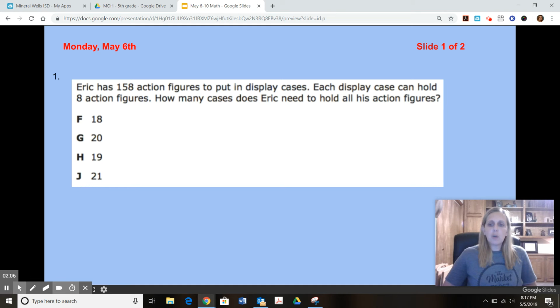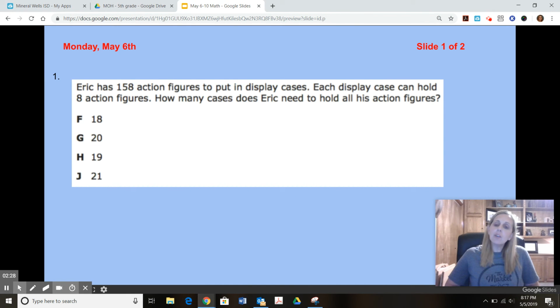And then we get to our question. How many cases does Eric need to hold all his action figures? We know that we don't want to leave any behind. It's kind of like if you have action figures, if you have toys, if you have cards, if you have something that you want to put into groups, you want to make sure you have all of them, okay?